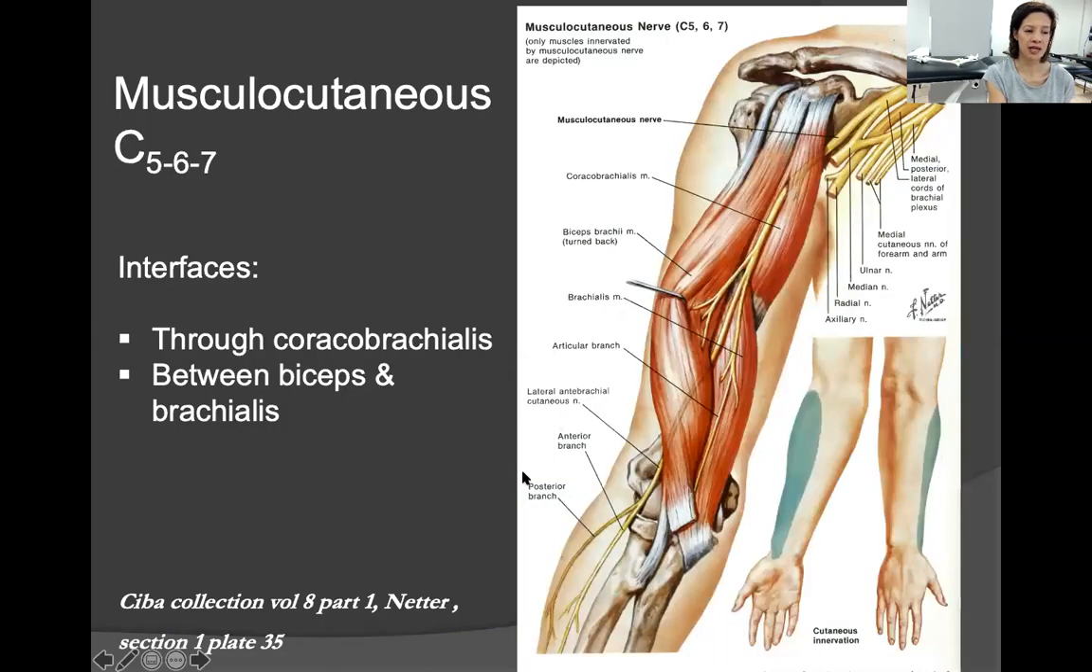The musculocutaneous nerve is C5, C6, C7, and it's supplying the coracobrachialis, the brachialis, and the biceps. It goes through the coracobrachialis and under the biceps, between the brachialis and the biceps. So those would be interfaces, and it's innervating the forearm on the lateral side.